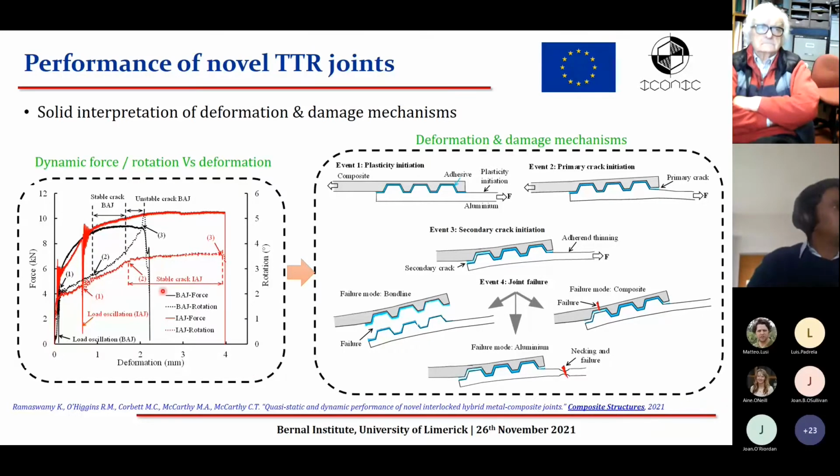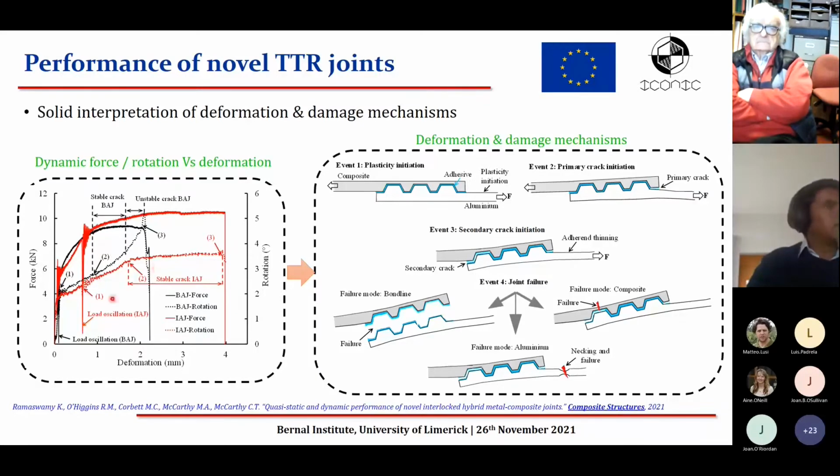In this, the continuous lines correspond to the force deformation curves, and the dotted lines correspond to the rotation deformation curves. Comparing the black ones, which correspond to the baseline joint, and the red ones that correspond to the interlocking joints, or the novel joints, we see that the rotation is significantly minimized when using an interlocking joint, and that results in a very high energy absorption and improvement in the strength, as we saw in the previous slide.